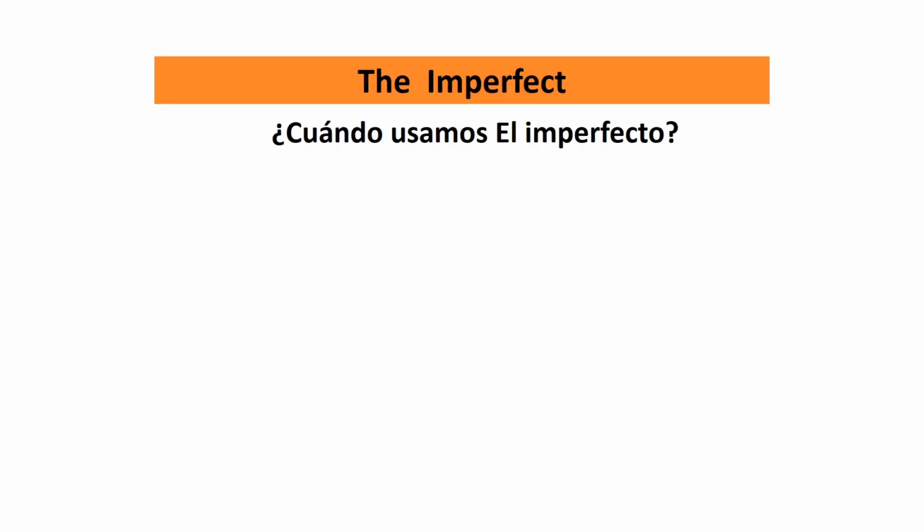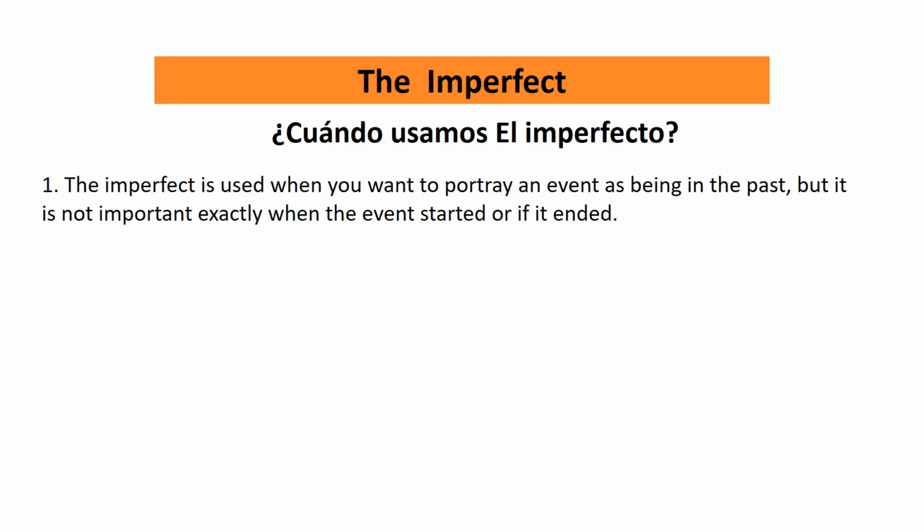Okay, so now let's talk about the imperfect. ¿Cuándo usamos el imperfecto? Okay, so the imperfect is used when we want to talk about an event that happened in the past, but we do not know exactly when the event started or ended.